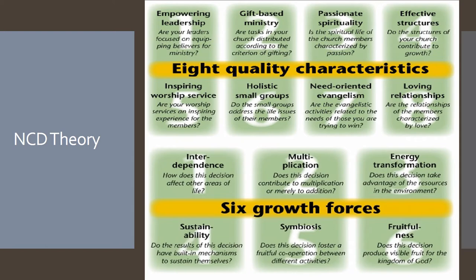And by the way, the adjective in all of these eight quality characteristics is really the factor that's important. So, for instance, empowering leadership, the idea of empowering is extremely important in terms of your leadership. And gift-based ministry: are people ministering according to their gifts, or is the pastor coming up with, "We need this program, this is where we are now, let's try to find some people that have these gifts"? So it depends on that. Passionate spirituality: are people passionate? And then there are effective structures. Is your organizational structure effective and conducive to what you're doing? You kind of see where this is going.